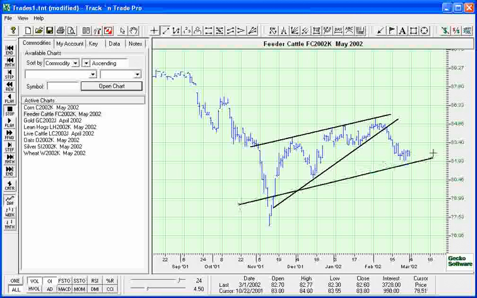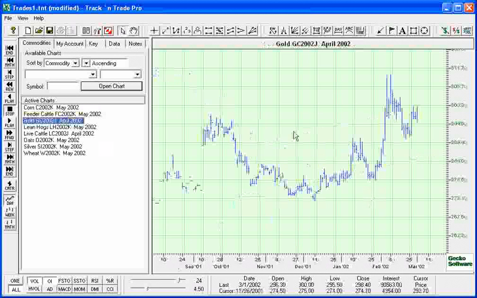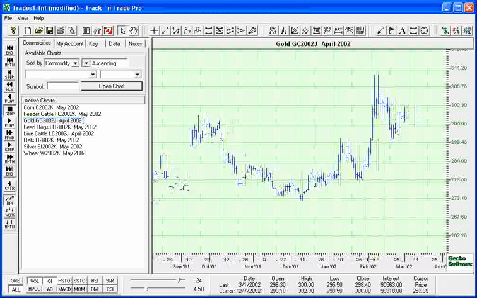This market's not too exciting to me today. Maybe we'll have to just wait and see what happens. Nothing really happening there. So let's go on to the next one. Let's go on to gold. What do you see here in gold?